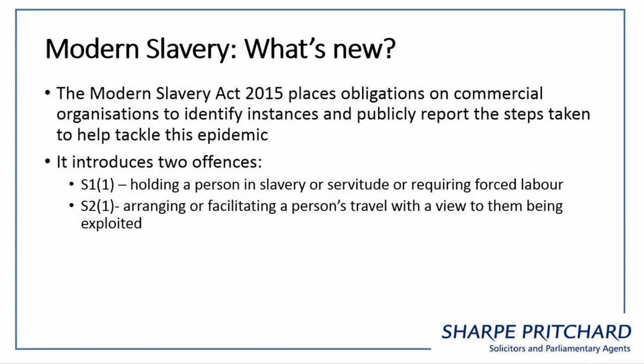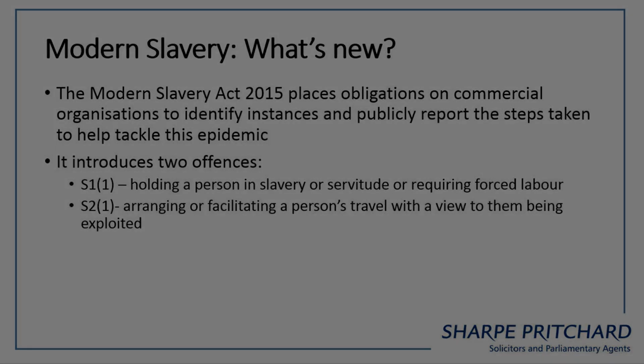Parliament brought into force the Modern Slavery Act 2015 to help tackle the epidemic of modern slavery. The Act introduces two main offences concerning holding a person in slavery, servitude or forced compulsory labour, and arranging or facilitating the travel of another person with a view to that person being exploited.